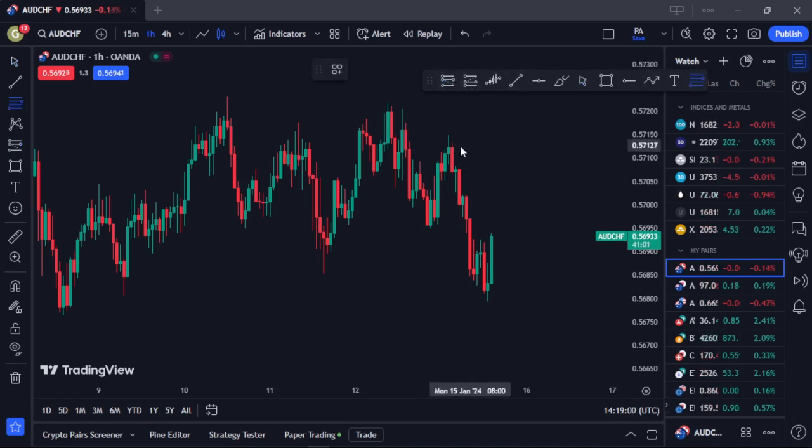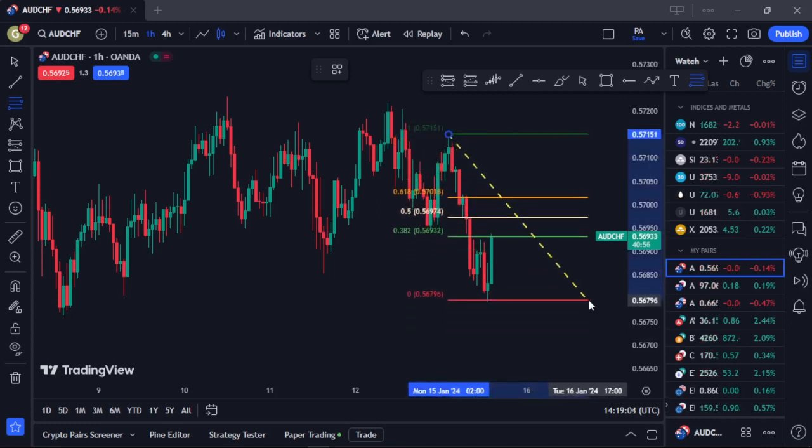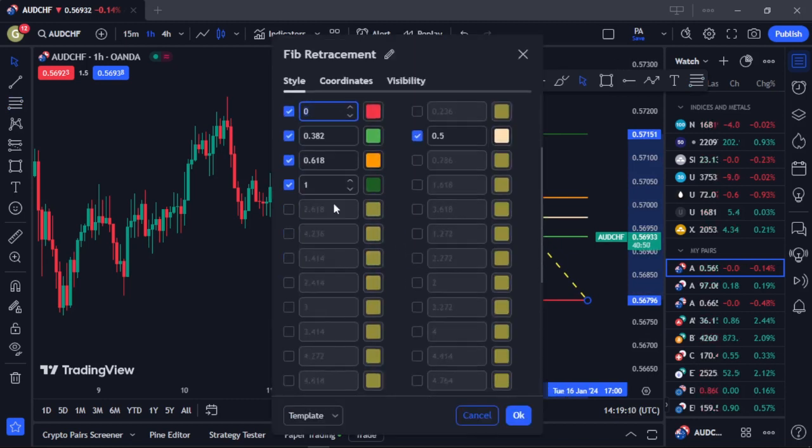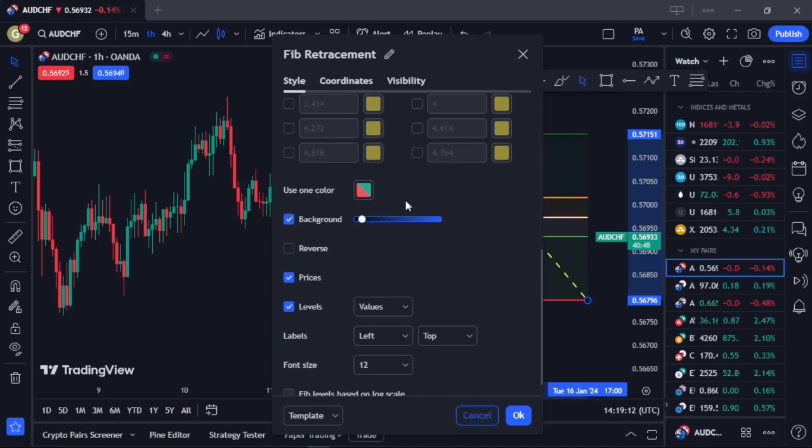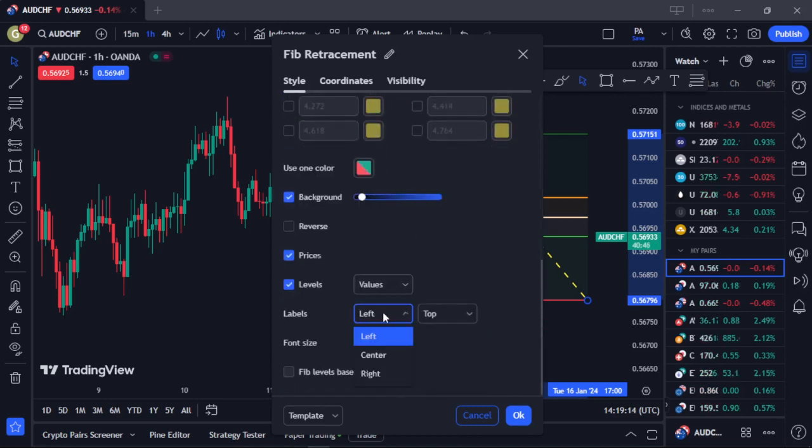So let me grab my Fibonacci. You draw it from your previous highest point to the lowest point here like this. I got rid of the background so that you can get a clearer view. Now let me just add up the background so that I can explain the parts for you. Good. And I set my price to the right.